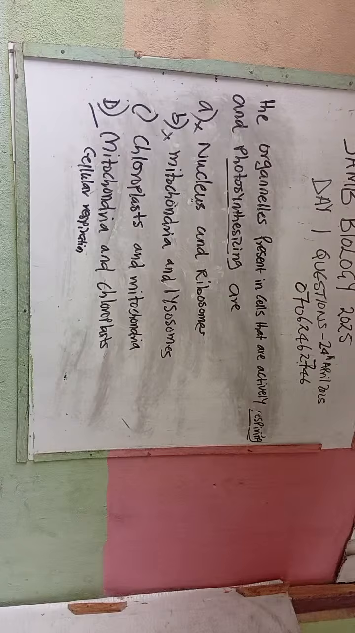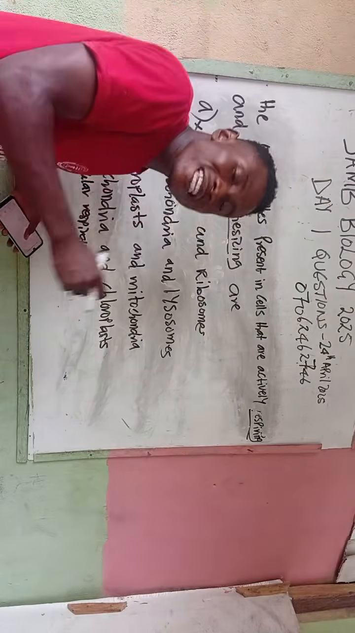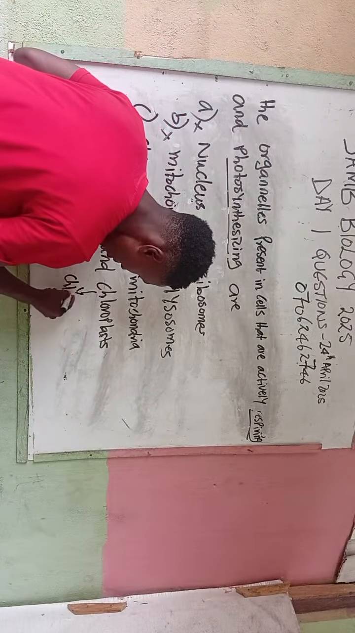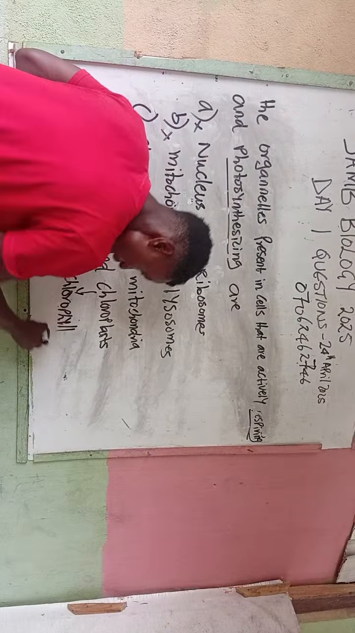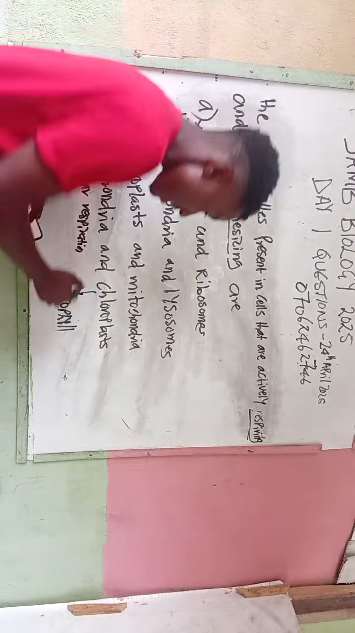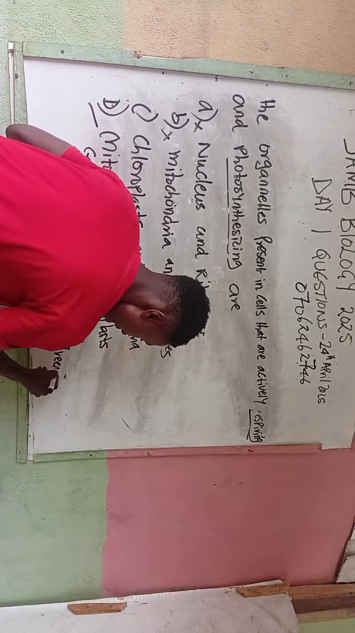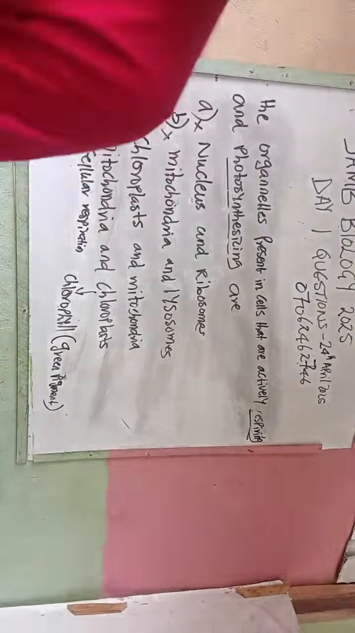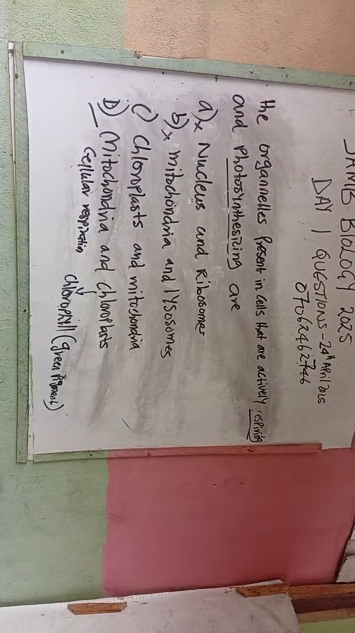So the chloroplast is responsible for what? Photosynthesis, because it contains a green pigment that is known as what? Chlorophyll. The chloroplast contains a green pigment known as chlorophyll. So in case you see a question like this, the green pigment in plants responsible for photosynthesis is known as the chlorophyll. And the chlorophyll is housed in the chloroplast.